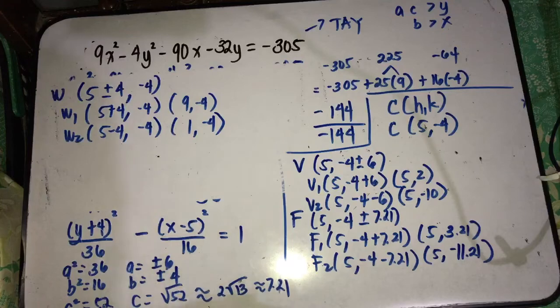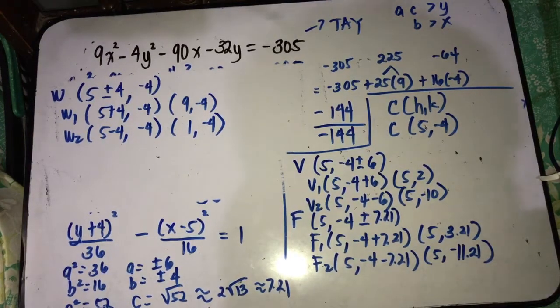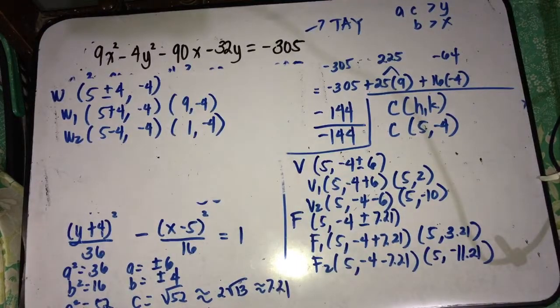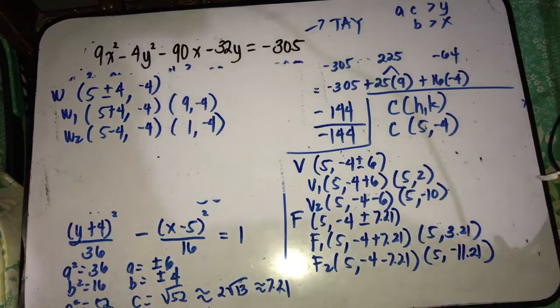So we now have all the coordinates of the important variables. So we have V, F, and W. So if this is the case, we're now ready to graph these points in order for us to solve for the auxiliary rectangle, because again, the diagonals of the auxiliary rectangle will serve as the asymptotes of our hyperbola.